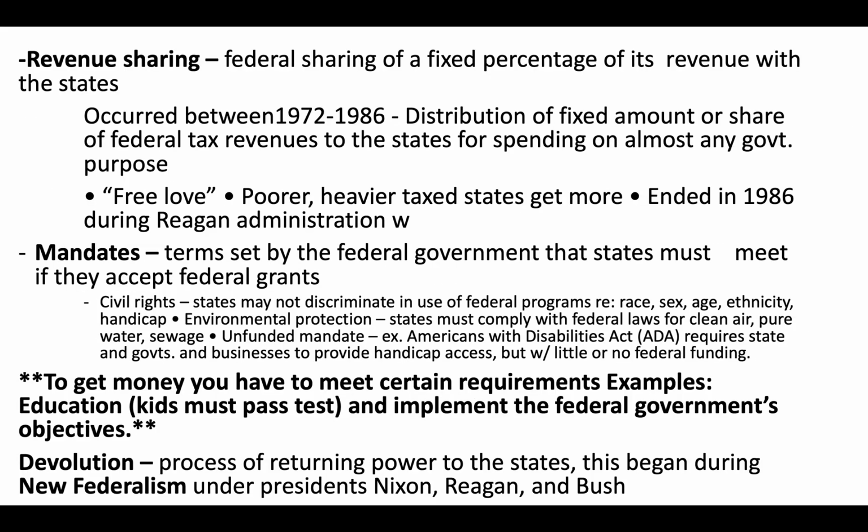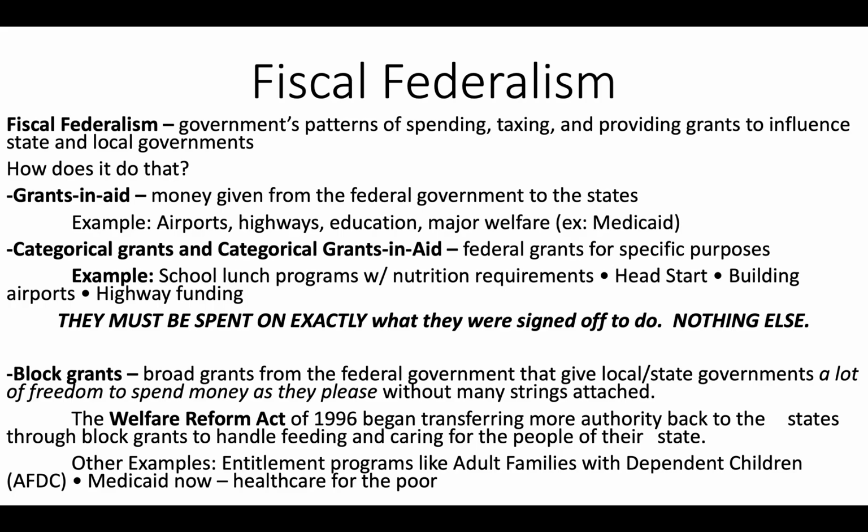Everyone good? Let's talk about revenue sharing. This is your third out of the four. Revenue sharing is the next way that the federal government gives money to the states. Was block grants a part of categorical? No, categorical falls into grants and aid. I just need you to be familiar. Sometimes they refer to it as that.